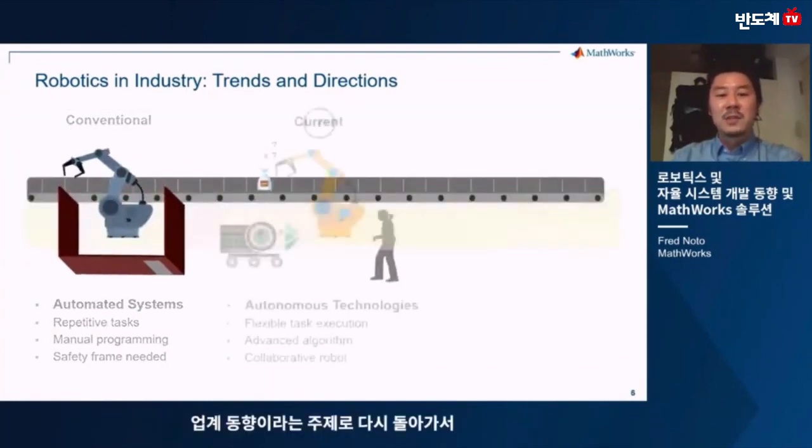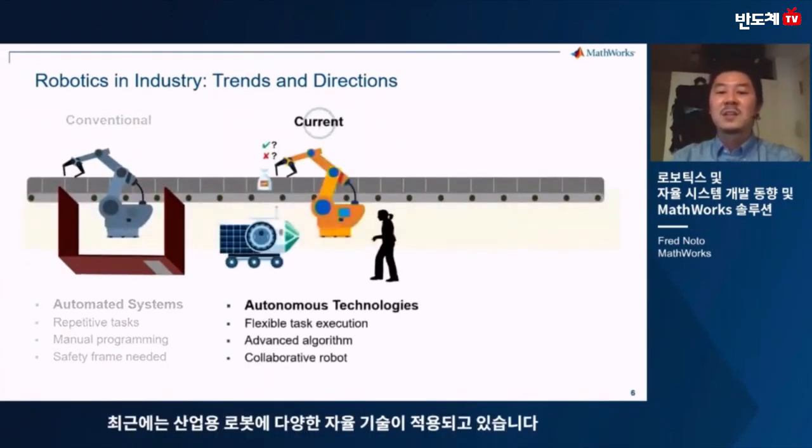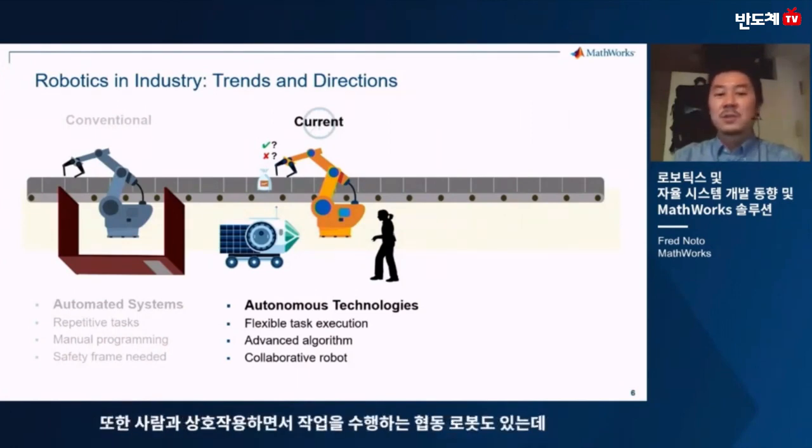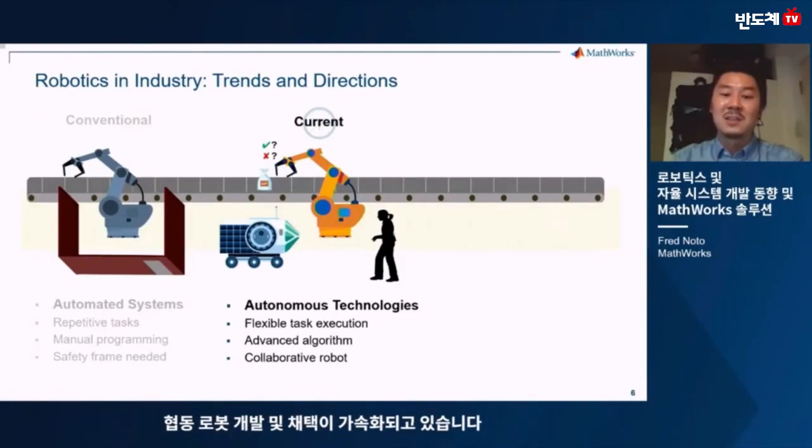Getting back to the trends, in recent days, there are various autonomous technologies being applied to industrial robots. This includes algorithms that allow the robots to be more flexible in their execution, and also advanced algorithms that allow the robot to decide on the task being performed. Also, collaborative robots are robots that work while interacting with humans and are rapidly being developed and adopted due to their agility in adapting to changing work environments.